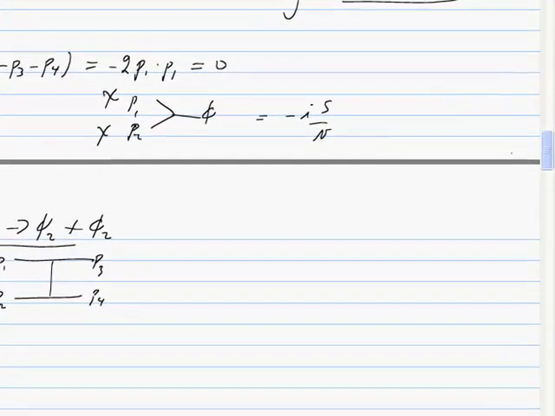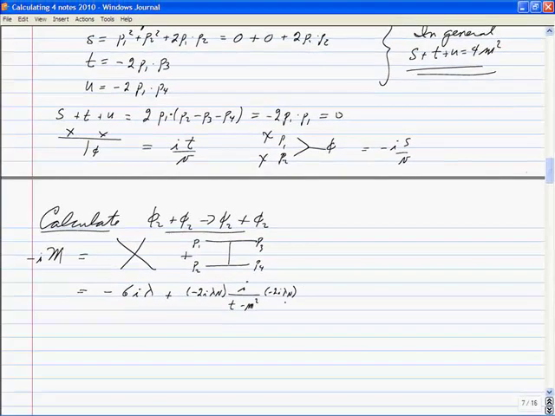The top vertex is minus 2I lambda V. The propagator is I over P1 minus P3 squared, so it's T minus M squared, and then minus 2I lambda V.